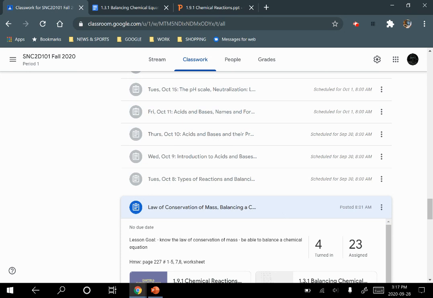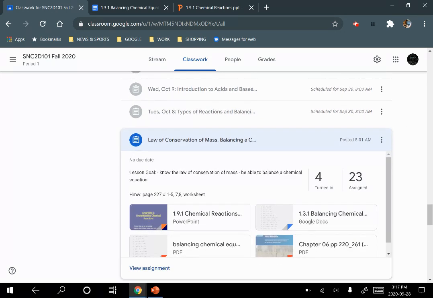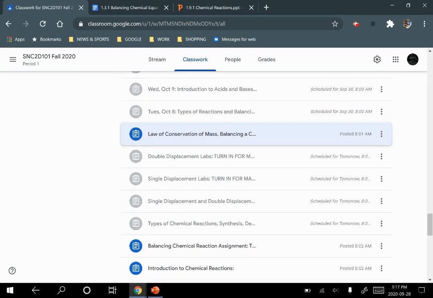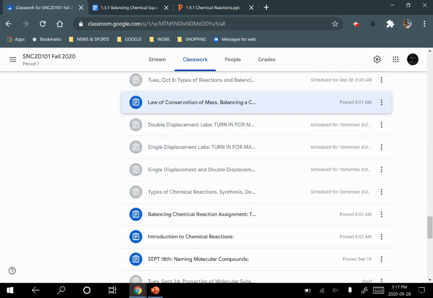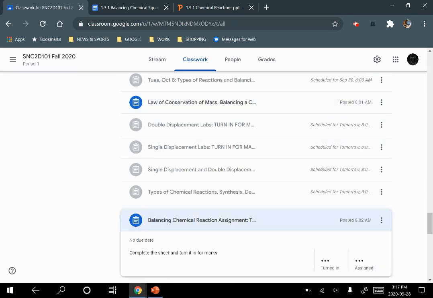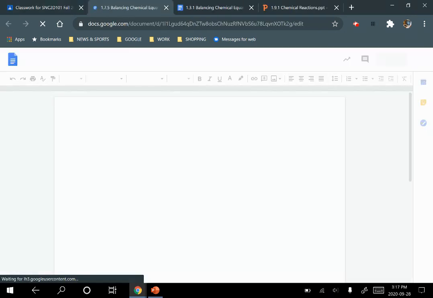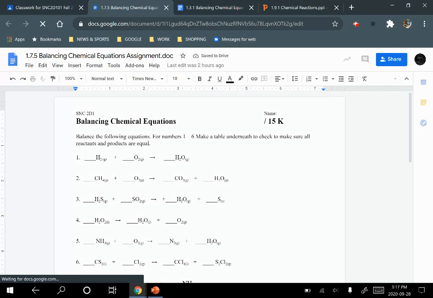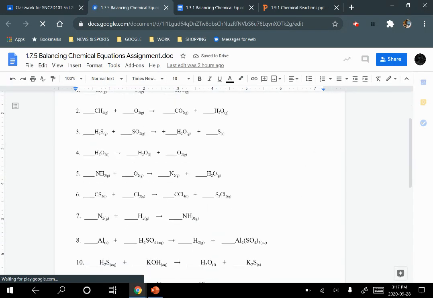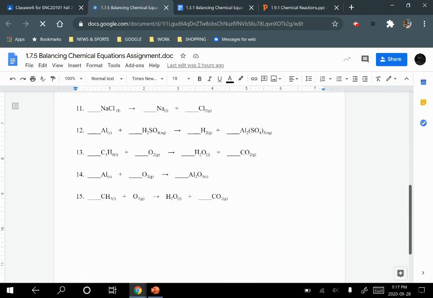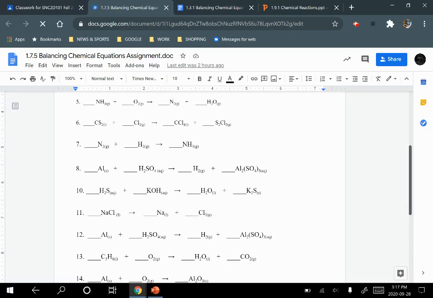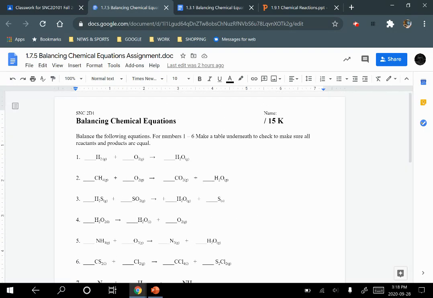If you're looking for the assignment, let's see here, right down here, balancing chemical reaction assignment. It's just one document. I want you to submit it on Docs. There's a copy for each of you. You can just type your coefficients right into this. It says it's out of 15, but there's actually only 14 questions, so I'll just mark it out of 14. I think number 9 is missing. And you should be able to fight your way through that. That should be handed in at the very latest sometime tomorrow.